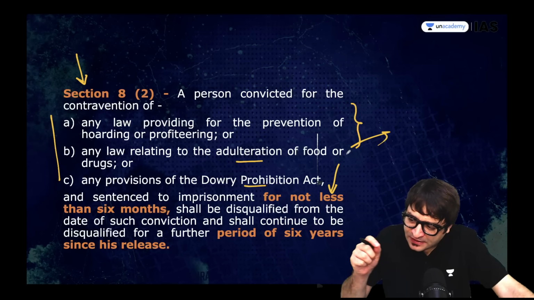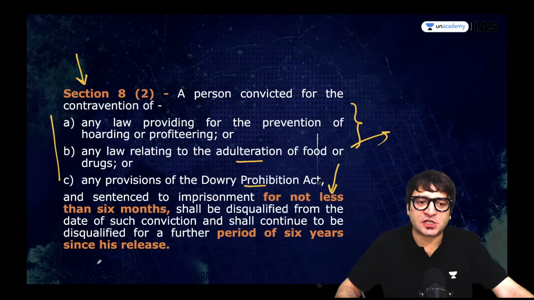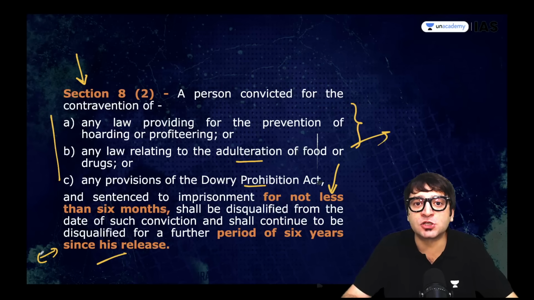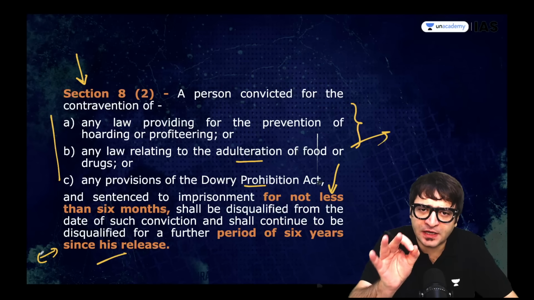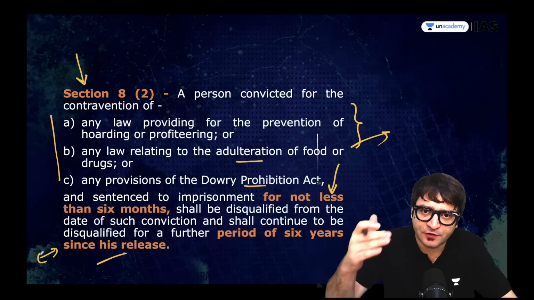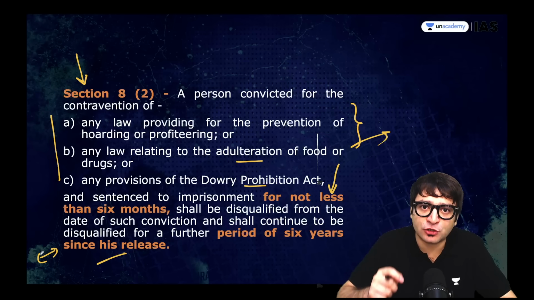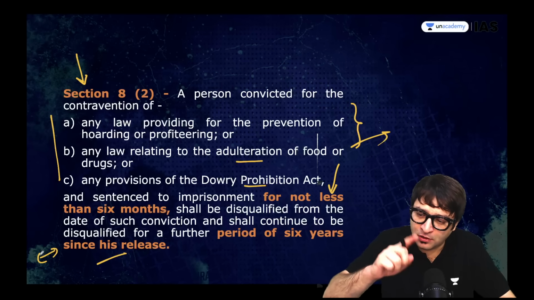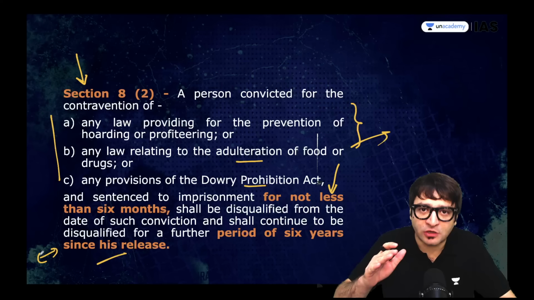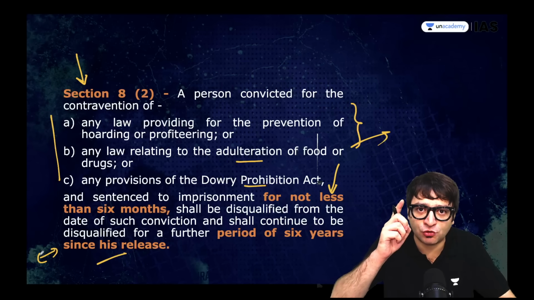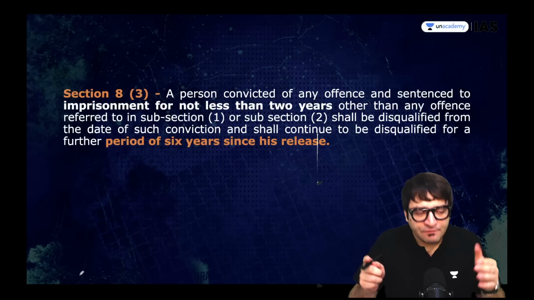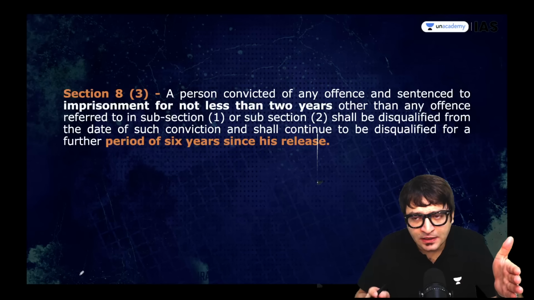And once I am released from prison, for a further period of 6 years I will not be able to contest elections, because I will be barred. To summarise: Section 8, Clause 1, even if a fine is imposed, you are disqualified, and disqualified for a further period of 6 years. Section 8, Clause 2, only if you have been sentenced to imprisonment of 6 or more months are you disqualified, and then once you are released, for a further period of 6 years you cannot contest elections.